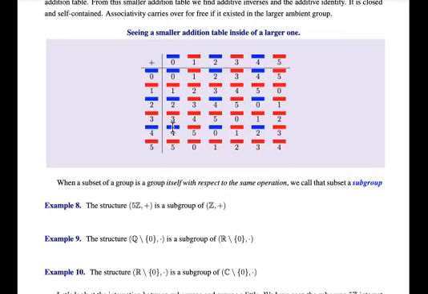Notice that it has inverses, and it's closed because if you add two, like 0 and 2 or 4 together, whatever, you get one of 0, 2, and 4 back. And since it's closed and has inverses, it must have the identity as well. And associativity is borrowed from the fact that the larger group has associativity, which means that it is definitely a subgroup.